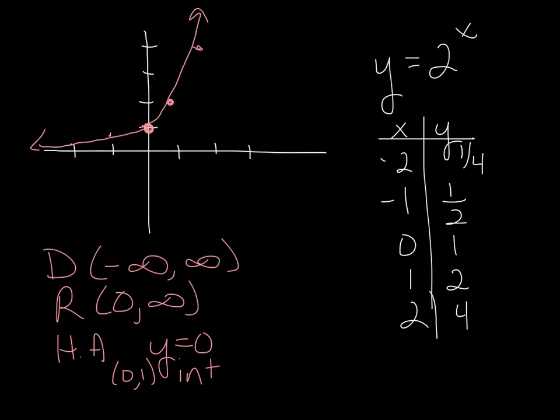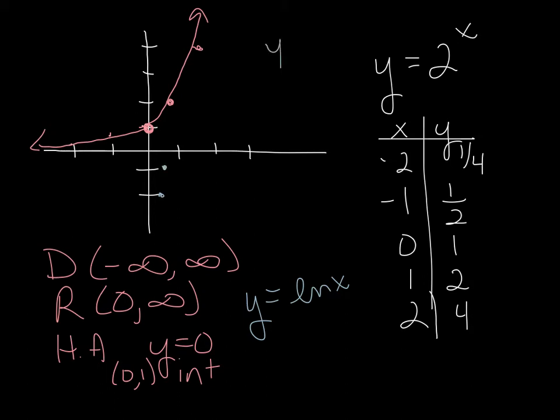Now, if the logarithmic function is the inverse, that means it's reflected across the line y equals x. And what happens to the x and y of an inverse function, Annalisa? The x and the y switch. So if I have the point negative 2, 1/4 on the original function, the point 1/4, negative 2 is going to be on the new function.